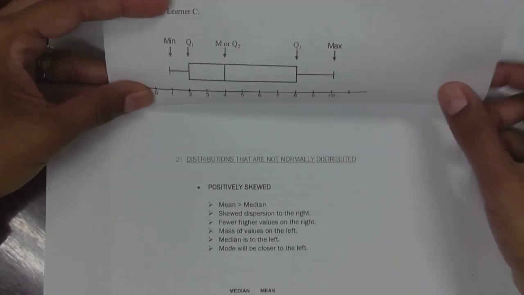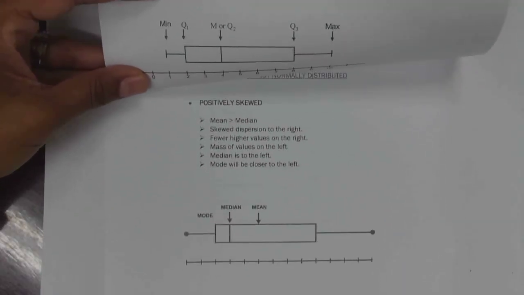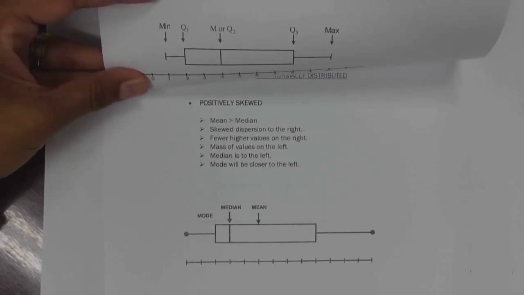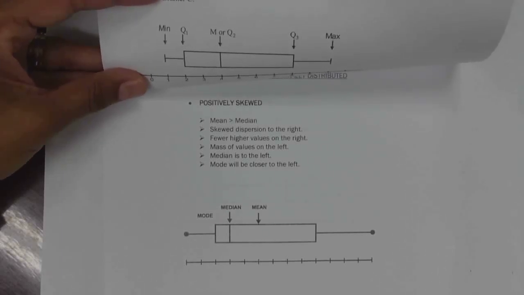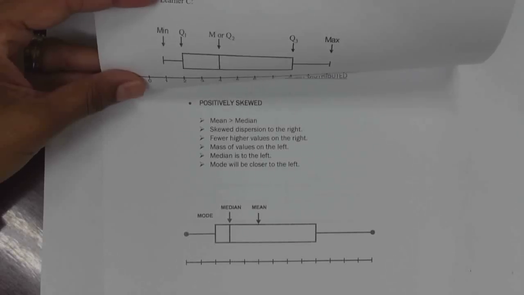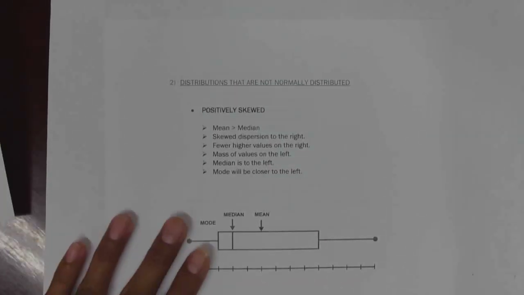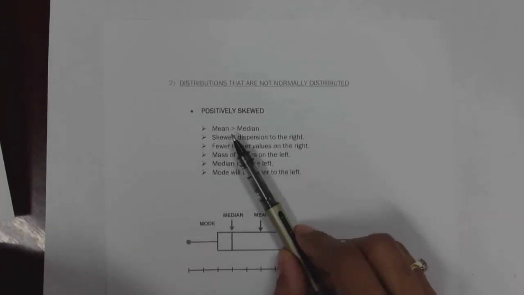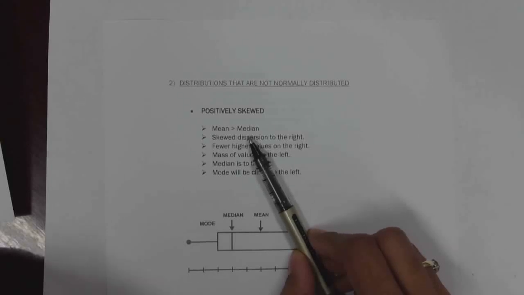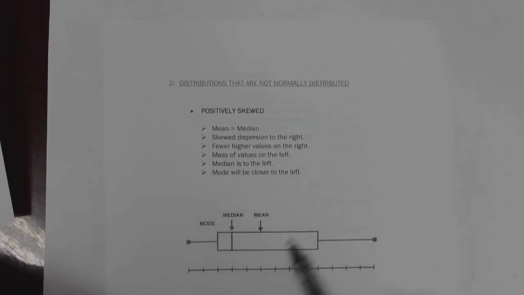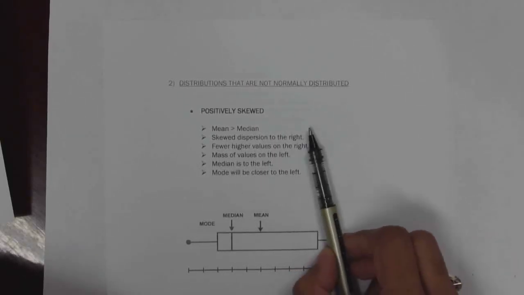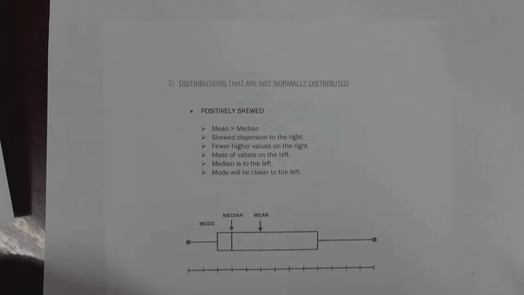And a C, and a C. Okay, looks similar. Now with learner C, what you found was your mean was greater than your median. Okay, and that is the scenario for this type of box. If you calculate your mean, it would be greater than your median. Now, this represents skewed dispersion to the right. Skewed, it is positively skewed.